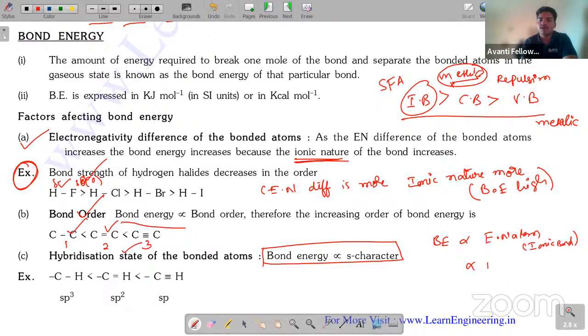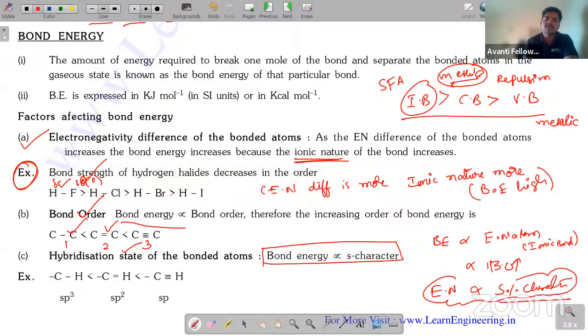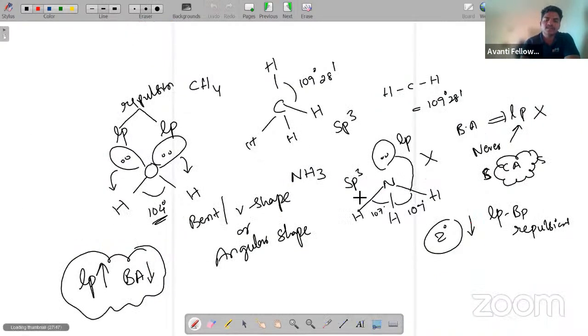This one is bond order. So the higher the bond order, the more will be the bond energy, and it is directly proportional to the percentage of S character. And we already know that the percentage of S character is also decided by the electronegativity. The more the percentage of S character, the more the electronegativity, and the more bond energy you require. I hope you guys understand this one. Okay.